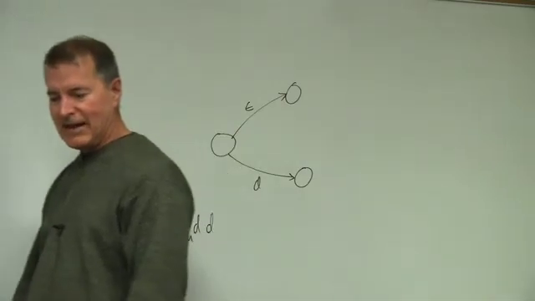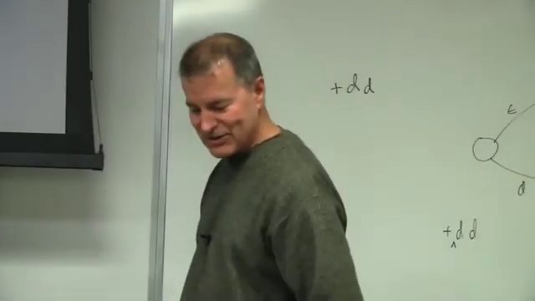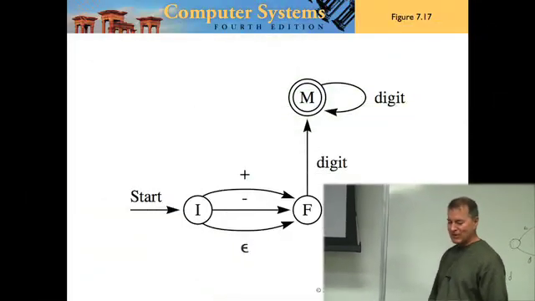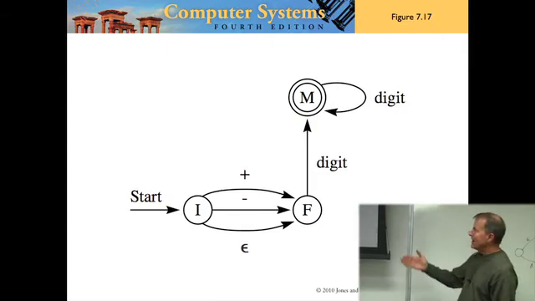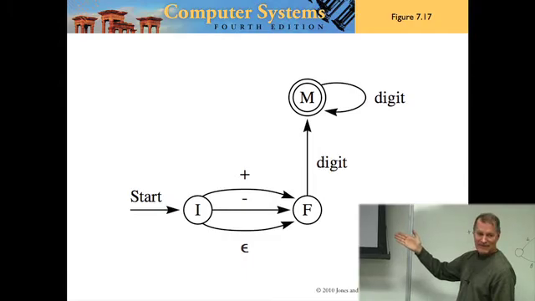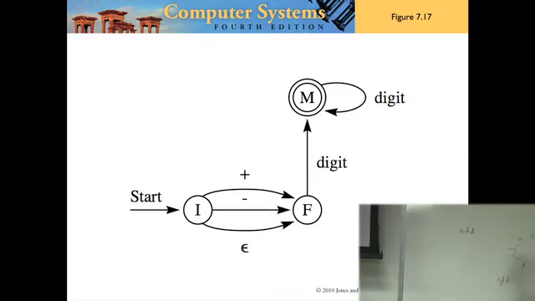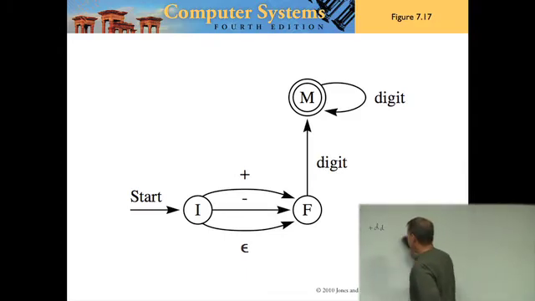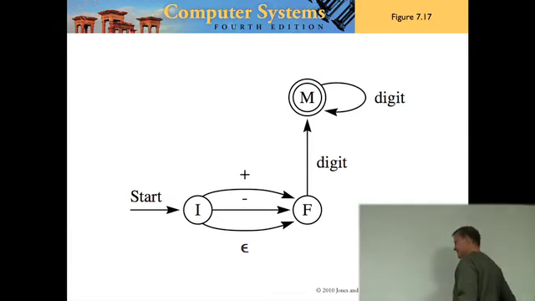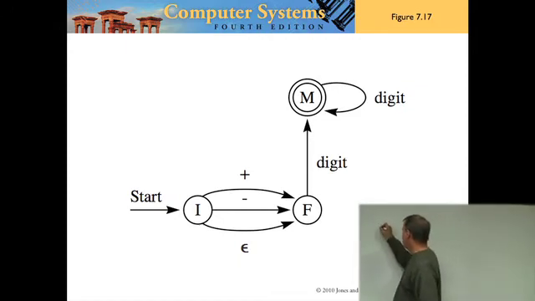Are we good? Now look, here's a situation where the empty transition can be quite useful. Figure 7.17 shows another little variation on a theme. And look, you guys, how slick this is. This recognizes our old friend, the signed number. It could be plus D, D, D, or it could be minus D, D, or it could just be D, D.